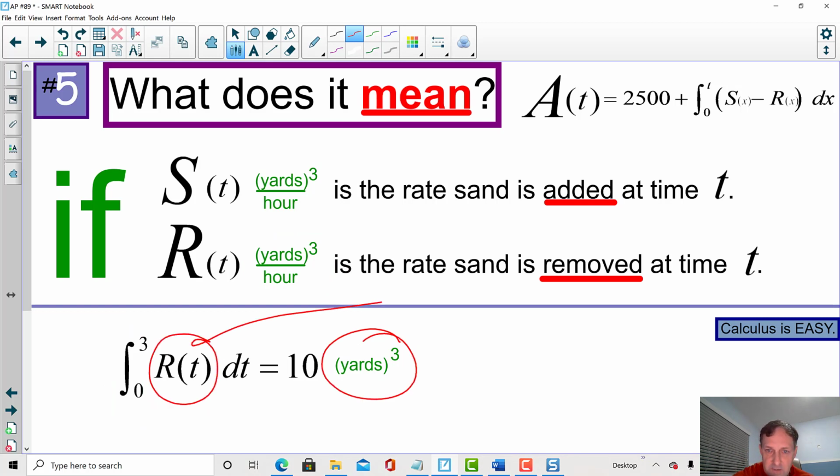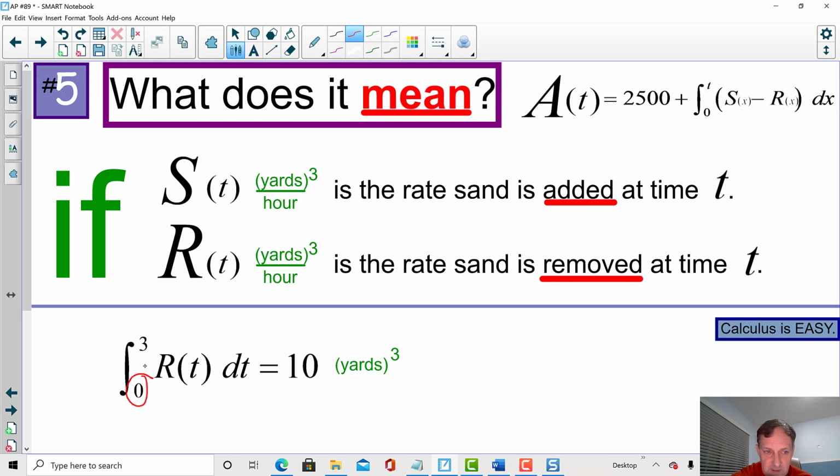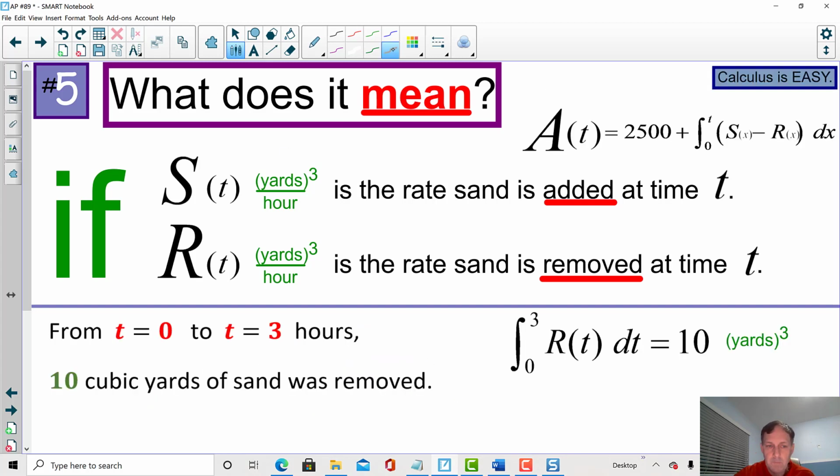We know that the r of t is about removing sand. And then we have an amount here, 10 cubic yards. So this seems pretty easy. It's just during this time interval, we must have removed this many cubic yards of sand. And that's it. Let's put that in a sentence.